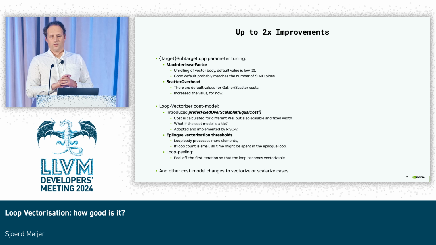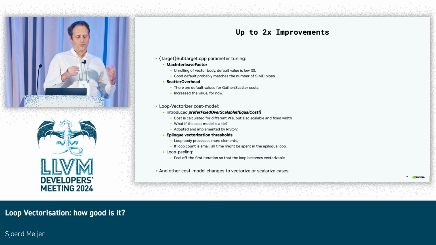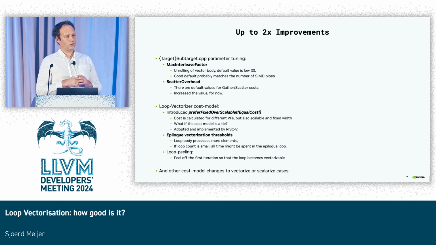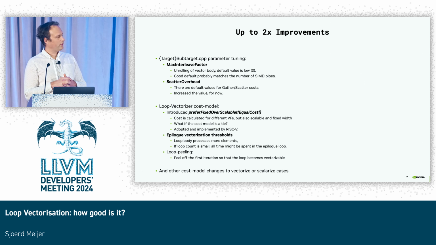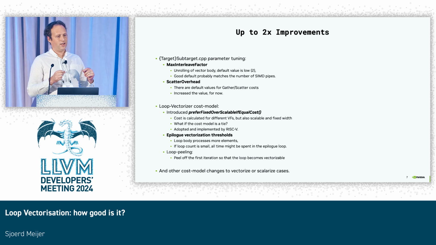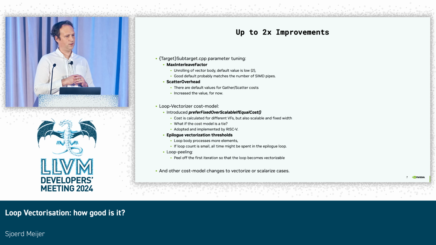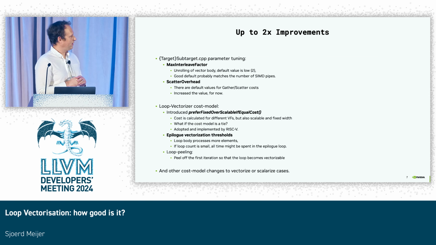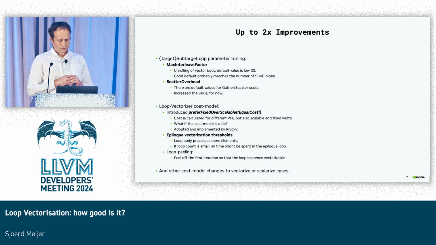The question is, what do you do if there are variants with the same performance? So we introduced this hook where you can then steer if the cost model is undecided what to do, and that resulted in very big improvements for us.